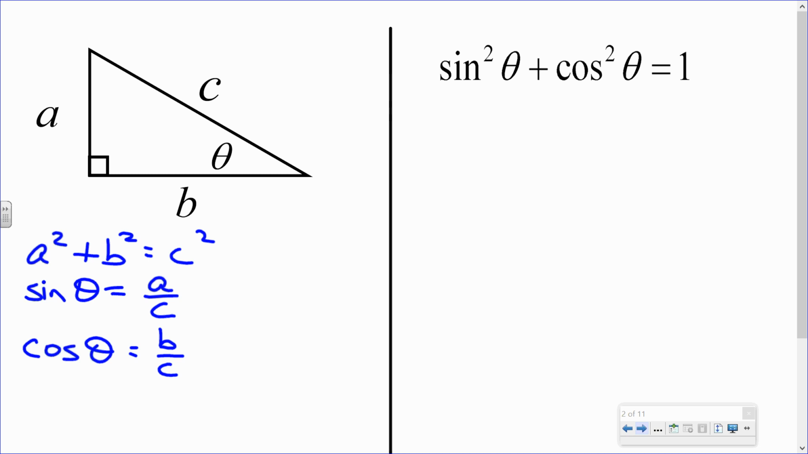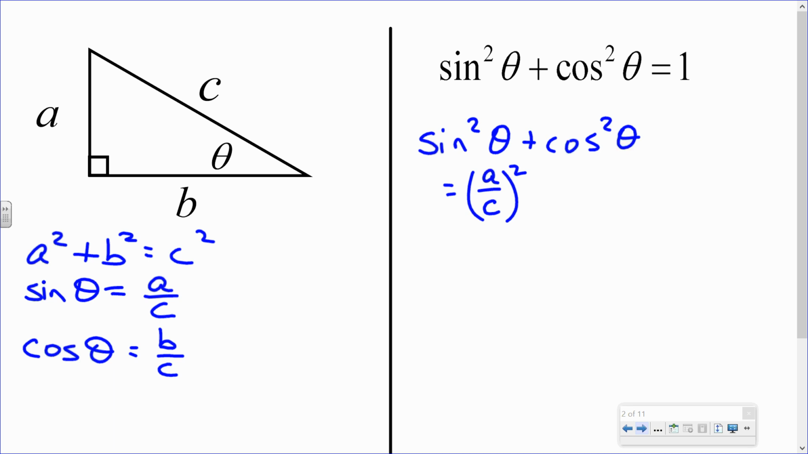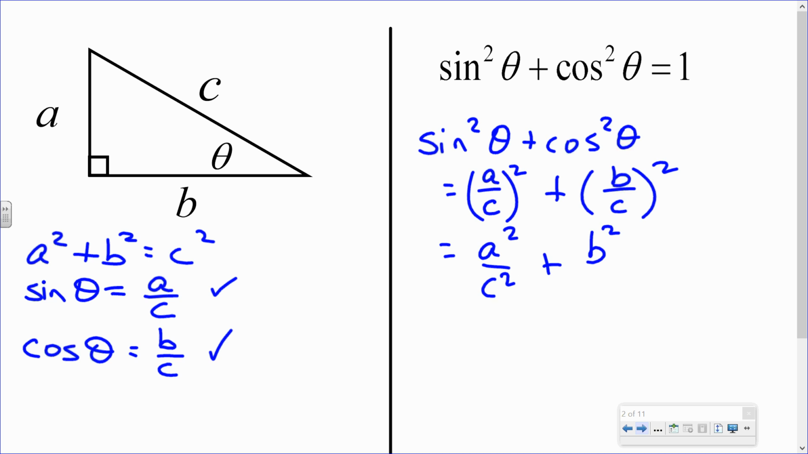To do my proof, I write down the longer side just like it is. Sine squared theta plus cosine squared theta equals. Now I'm going to start using these. I know what sine is, so this is going to be A over C times A over C. And I just wrote down that cosine is B over C, so cosine times cosine is B over C times B over C. And A over C times A over C is A squared over C squared. Similarly, the second part is B squared over C squared.